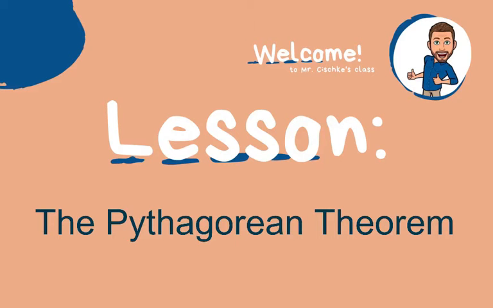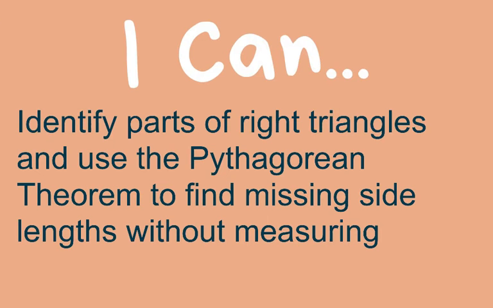Hey guys, today I'm going to teach you all about the Pythagorean Theorem. By the end of this lesson, you'll be able to identify parts of right triangles and use the Pythagorean Theorem to find the missing side lengths of those right triangles without measuring. So go ahead and get your binder, turn to the math section. Let's go ahead and take some notes.